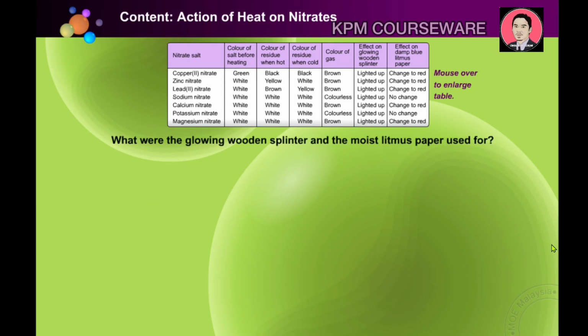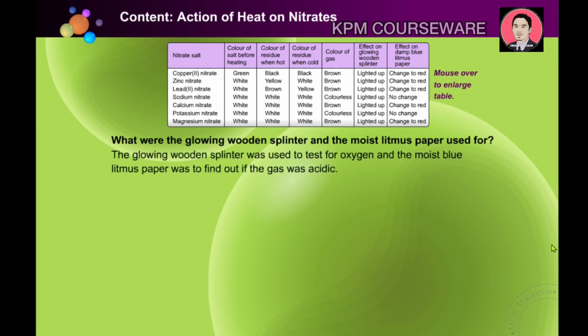What do you think the glowing splinter and the moist blue litmus paper were used for? If oxygen was present, the glowing splinter would be lighted up. The moist blue litmus paper was used to find out if the gas was acidic.